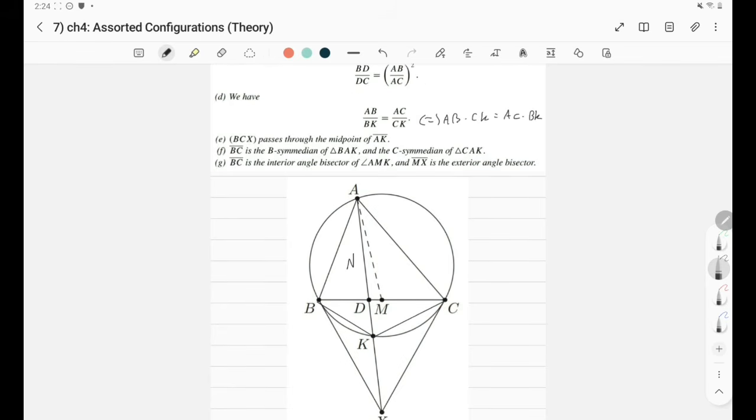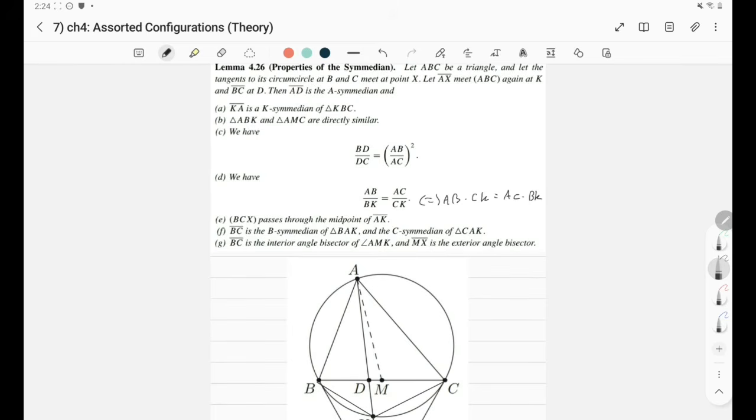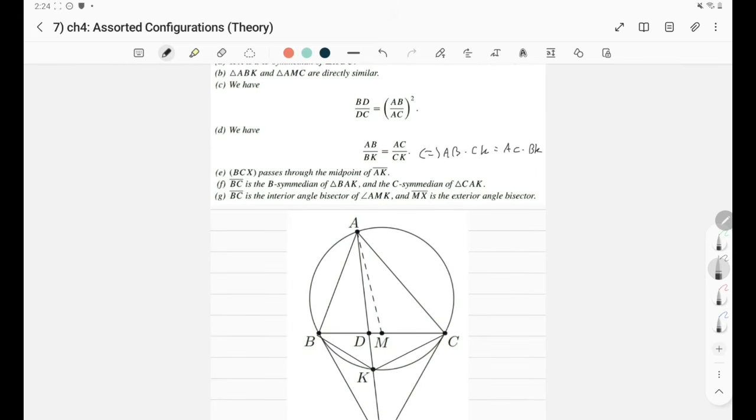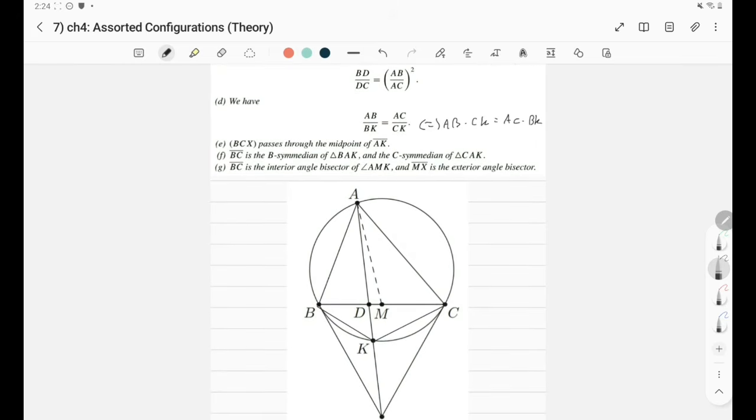Okay, what next? Now let's move on to part F. So property F, they're telling us that BC is actually the B symmedian of BAK. BC is the symmedian of this triangle. And also, like in the symmetry of it, we also know that BC is the symmedian of this one. Makes sense. If we can show one, then definitely we can show the other.